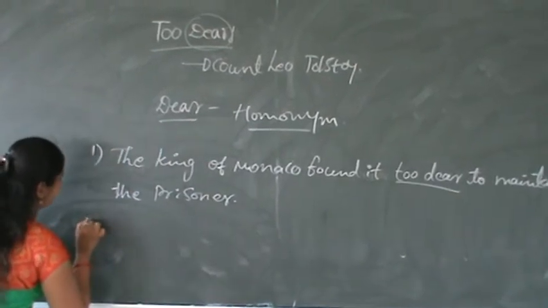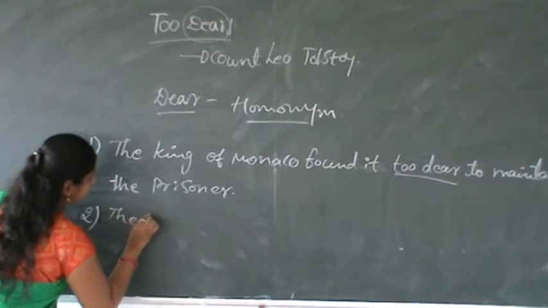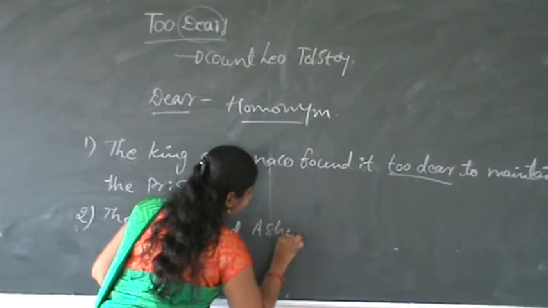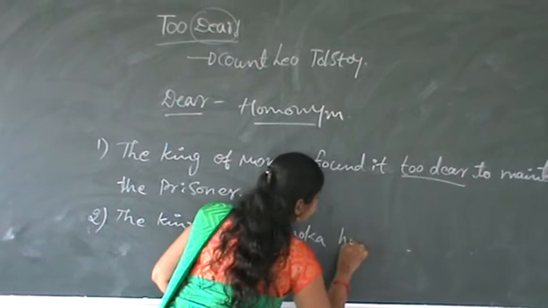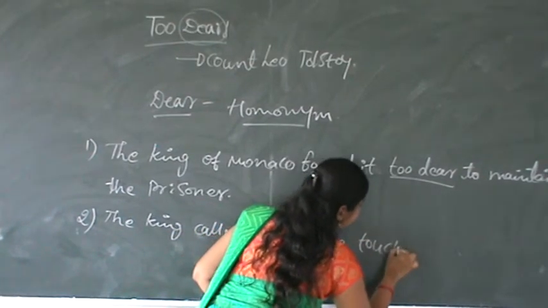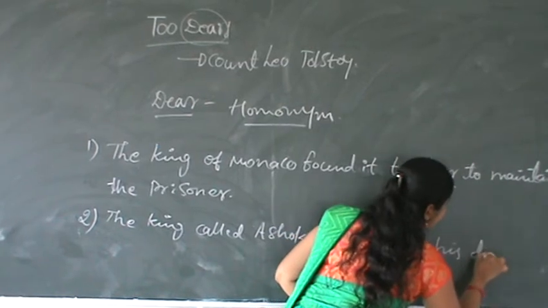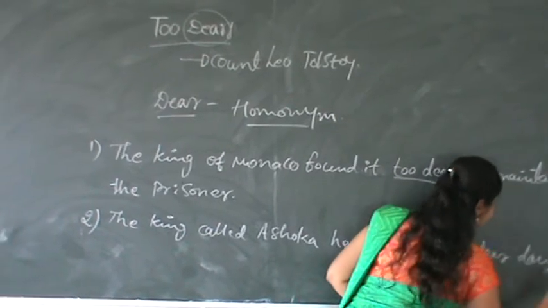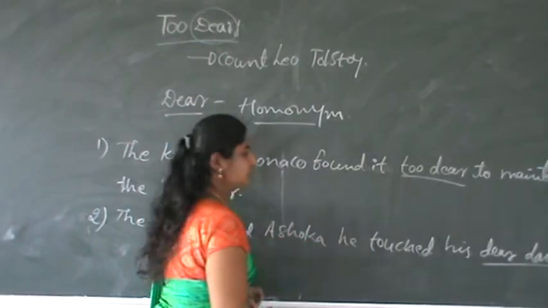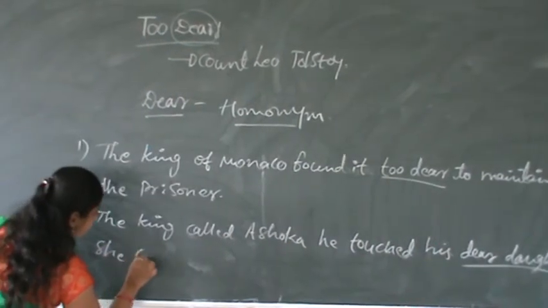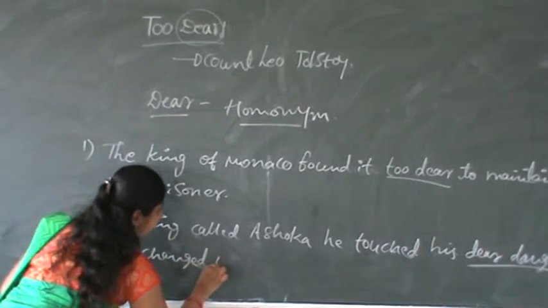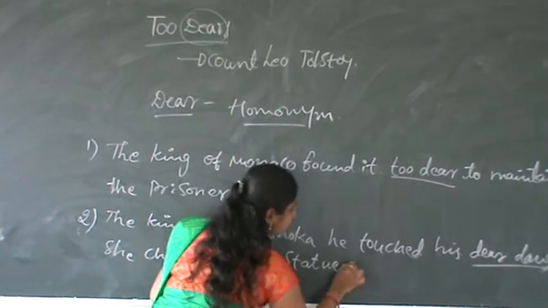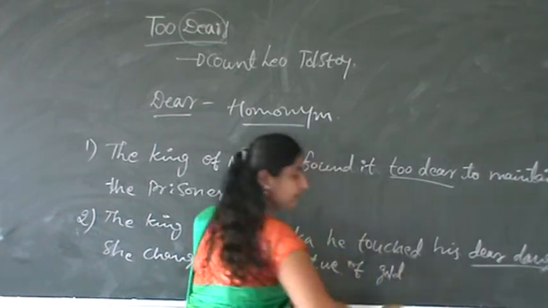And the second example: the king called Ashoka, he touched his dear daughter. She changed into a statue of gold.